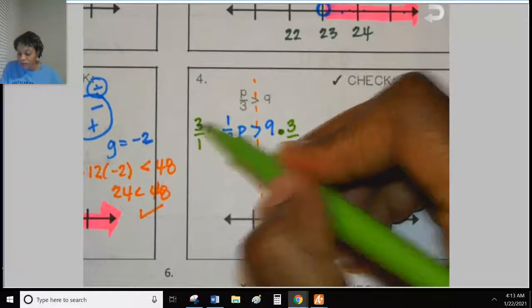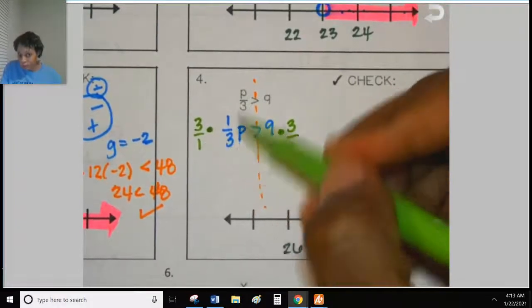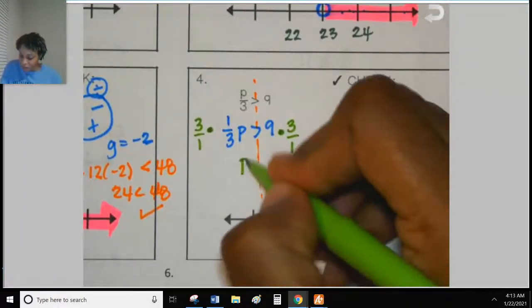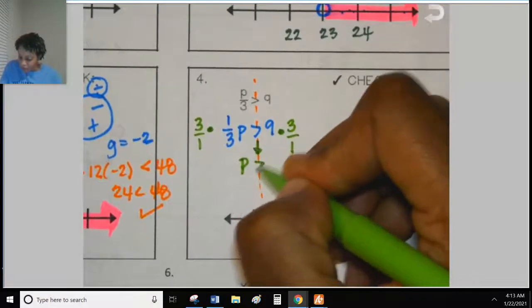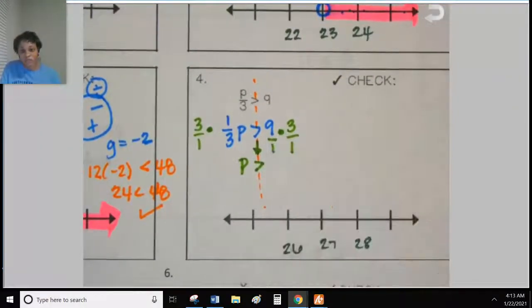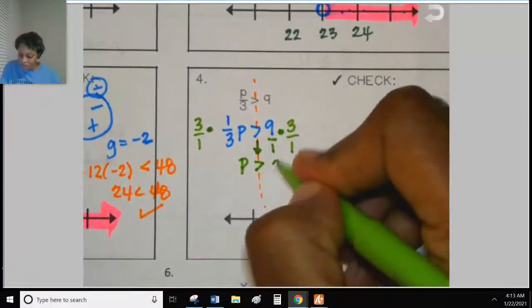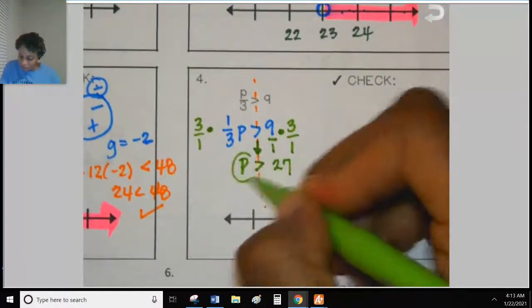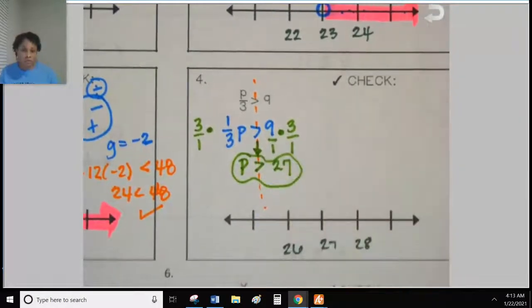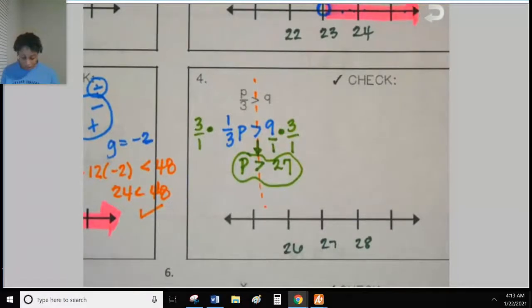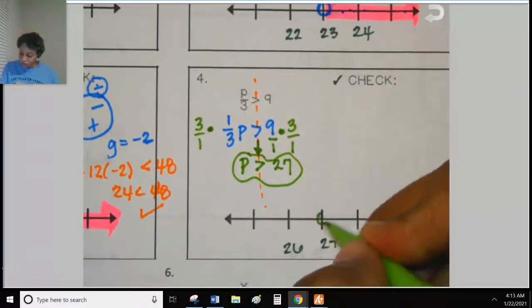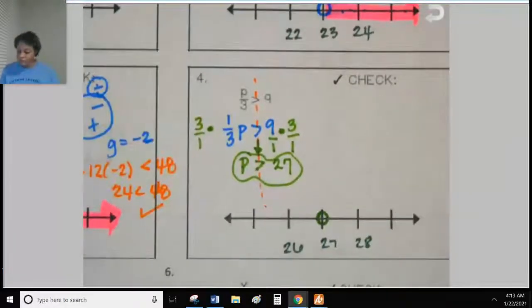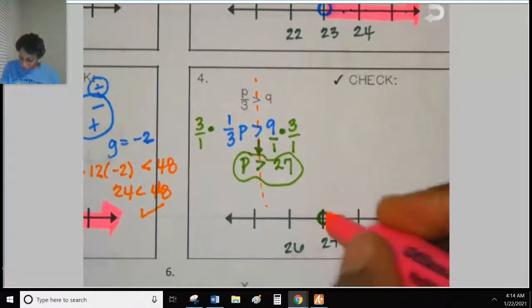3 times 1 is 3. 1 times 3 is 3. 3/3 is 1, so I'm just left with p. Bring down my symbol. Here I can make this a fraction. 9 times 3 will give me 27. So p has to be greater than 27. Put a circle around 27. Things that are greater than 27 are to the right. So I'm going to shade to the right.